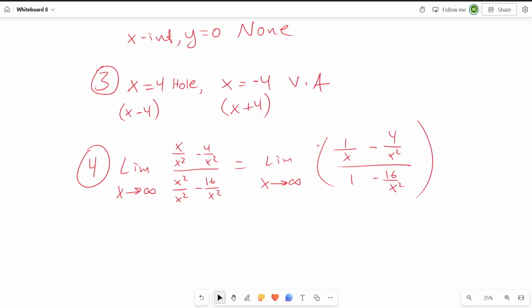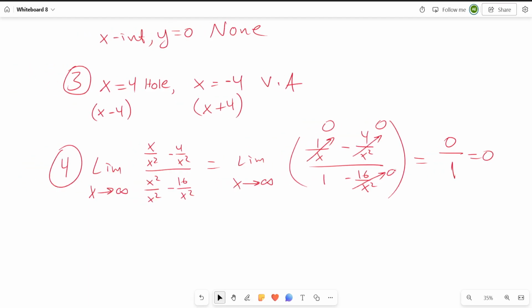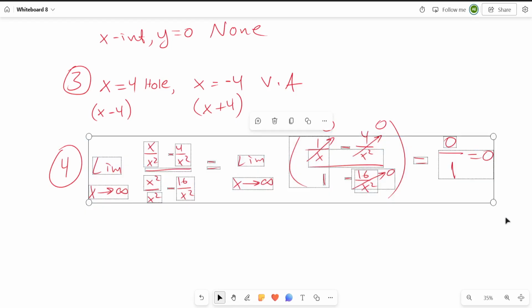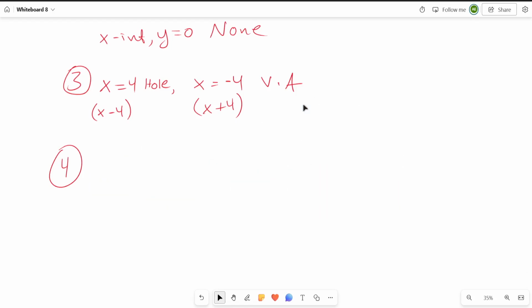When I take the limit as x approaches infinity, this is going to be 1 over a very large number, so it's approaching 0. This is going to be 4 over a very large number, approaching 0. This is 1, and this is minus 16 over a very large number, so it's approaching 0. So basically 0 minus 0 over 1 minus 0 is 0 over 1, or 0. So my horizontal asymptote is going to be at y equals 0. So let's erase this, and we know that now y equals 0 is a horizontal asymptote.